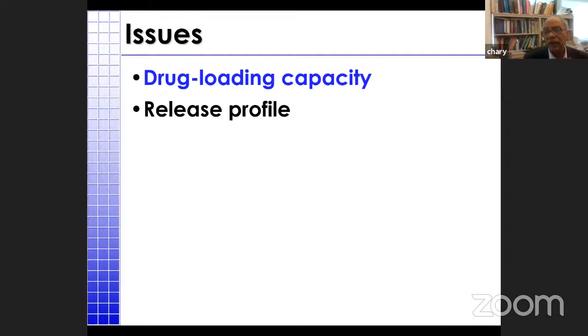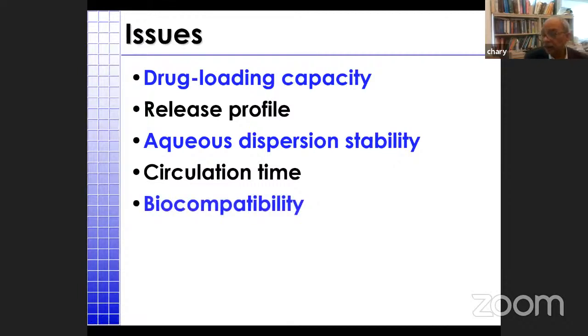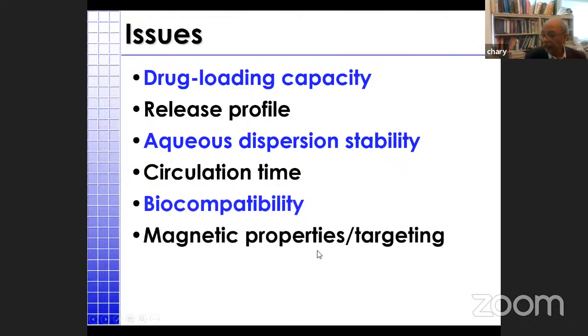You don't want the drug to be released too quickly or too slowly. So you need to be able to control the release profile of the drugs, and aqueous dispersion stability and phagocyte stability are a lot of stuff that get into the picture here. Circulation time and biocompatibility of these small molecules, and the magnetic properties, targeting and retention. These are all the issues in terms of using magnetic nanoparticles for drug delivery.